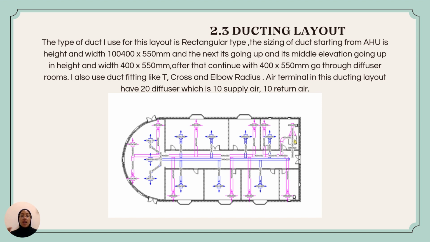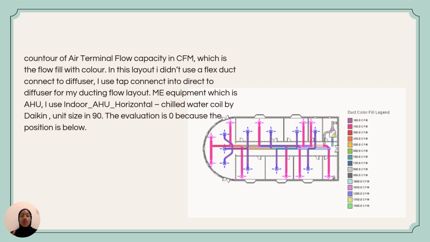I also use duct fittings like T, cross, and elbow radius. For this layout, the terminals in this ducting layout have 20 diffusers, which is 10 supply air and 10 return air. This layout controls the terminal for capacity, following the flow, filled with color. In this layout, I didn't use flex ducts to connect to the diffuser. I just use a stub connection directly to the diffuser for my ducting flow layout.